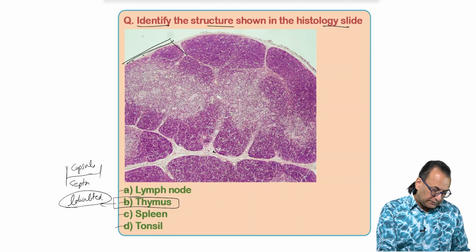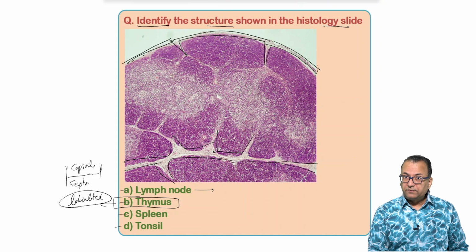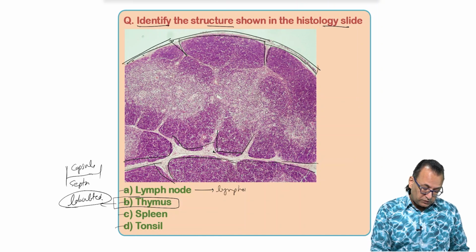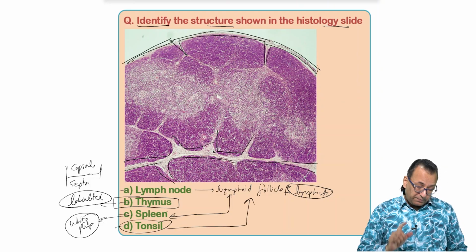See, this is the capsule sending the septa, and there are well defined lobules, and these are all septa. One other thing you have to find immediately: if you are talking about lymph node, there will be lymphoid follicles made up of B lymphocytes. They are also present in spleen, that is, in the white pulp of the spleen you will have lymphoid follicles, and even in the tonsil you will have lymphoid follicles. The thymus doesn't have lymphoid follicles, and in this diagram there is no lymphoid follicle.